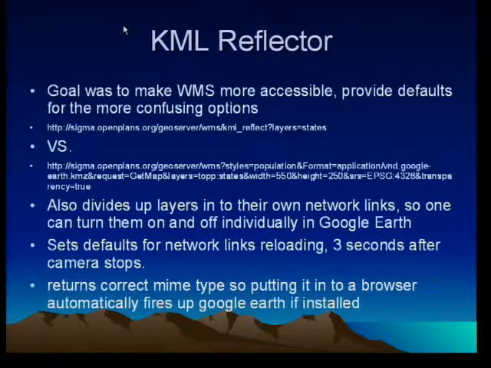The other thing we do is divide up layers into each of their own network links. So if you request 3 or 4 different layers, you'll be able to get each one in Google Earth and turn it on and off. And we do nice things like set the default reloading for the camera. We set it to 3 seconds after it stops, send another refresh. And we also return the correct MIME type so that you can just type this into your browser and it'll fire Google Earth up and just go.